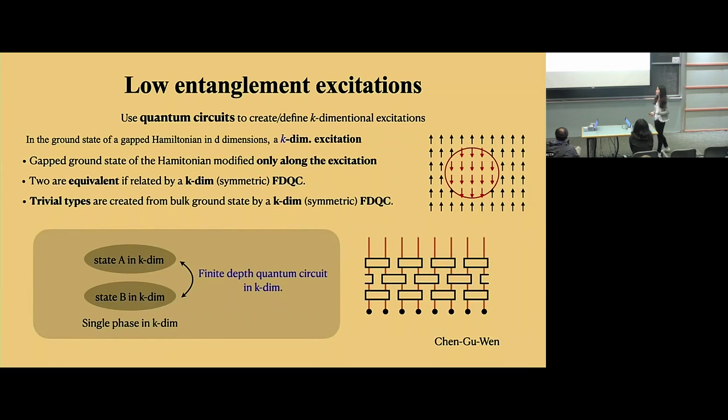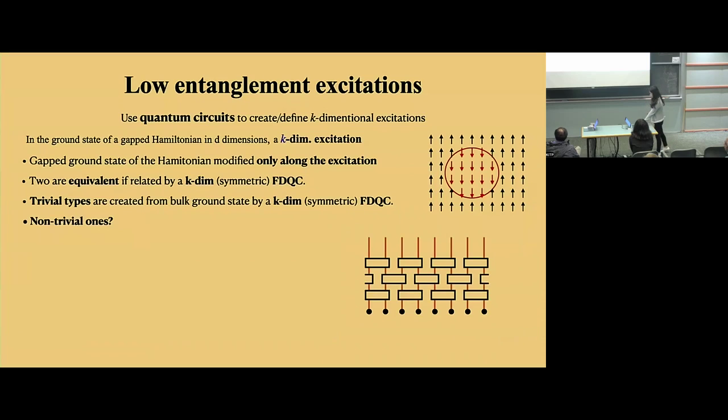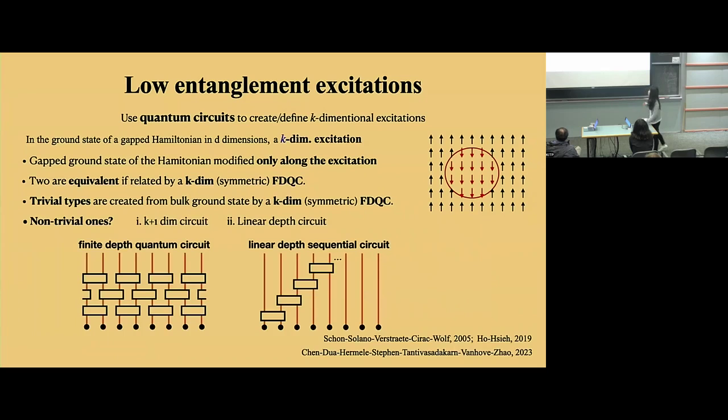And then obviously the trivial ones are those created from the bulk ground state by a k-dimensional finite depth quantum circuit. And then what are the non-trivial ones? Then we need to find a way to bypass those trivial ones. And there are two ways to bypass that. First, you use a quantum circuit that's in k+1 dimension. That is how we generate this domain wall defect. We actually use the 2D finite depth quantum circuit to generate this one-dimensional excitation.